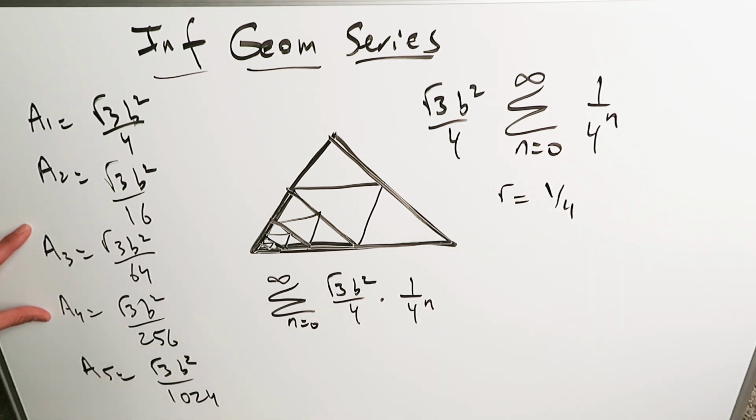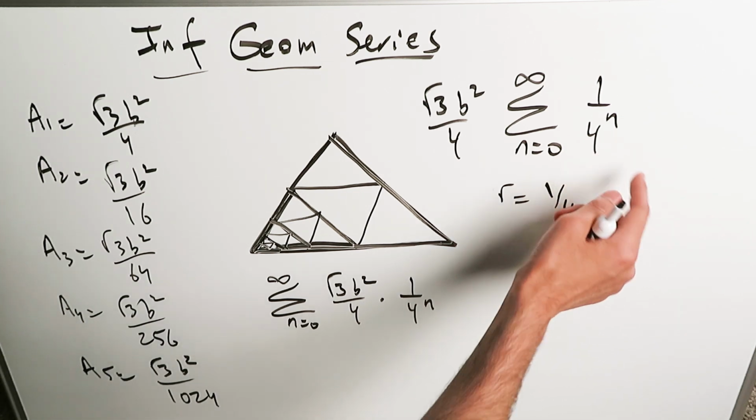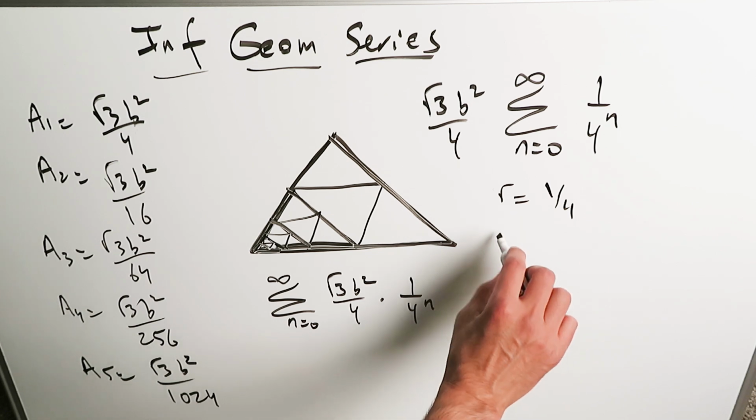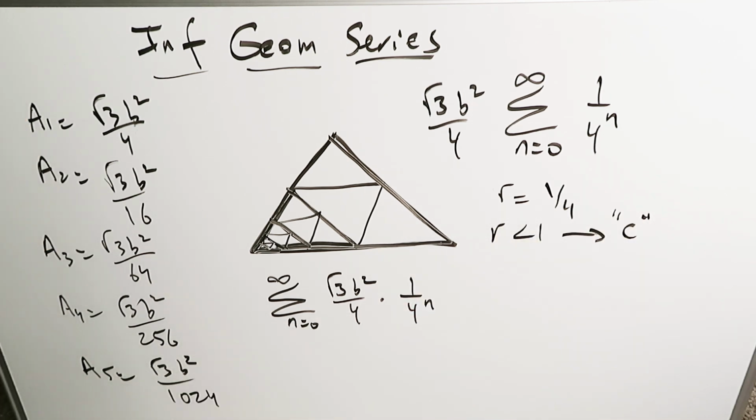You can take any of these items, an item and then the item before, you'll always see the ratio to be 1 over 4. In an infinite geometric series, this item which you have over here is your common ratio, and it's a cheat. You can remember that. When the common ratio is less than 1, you know you're going to have a convergent infinite geometric series.